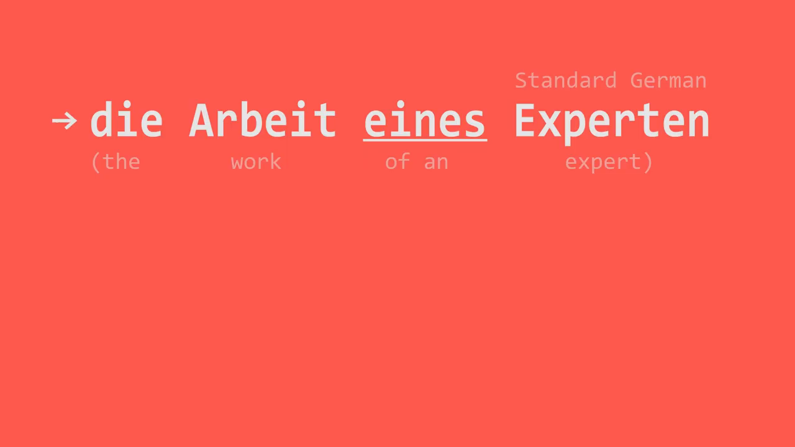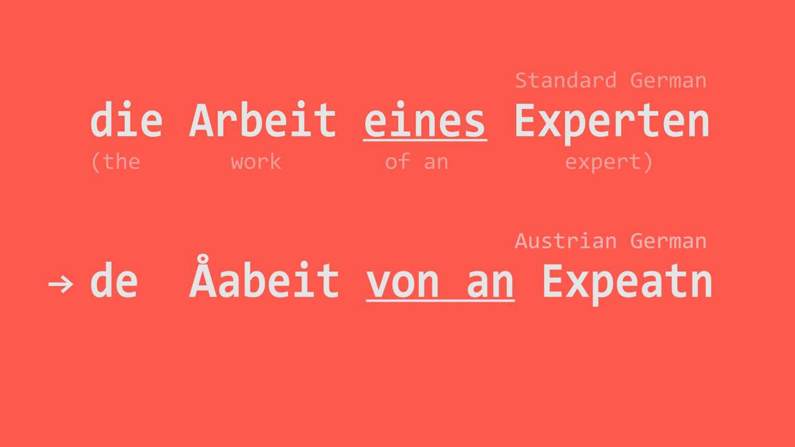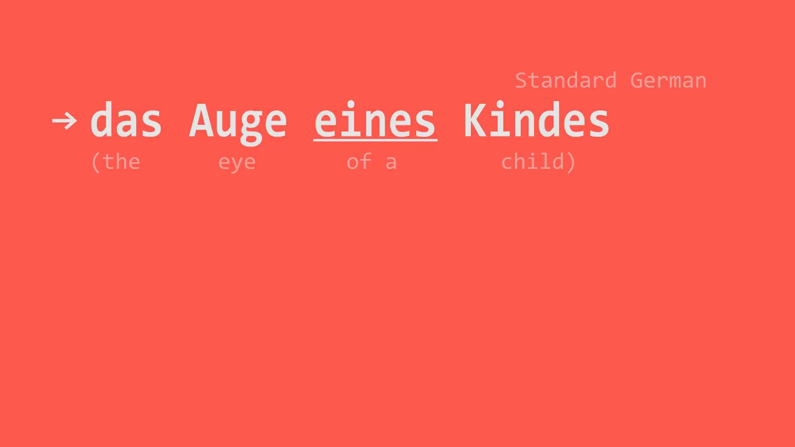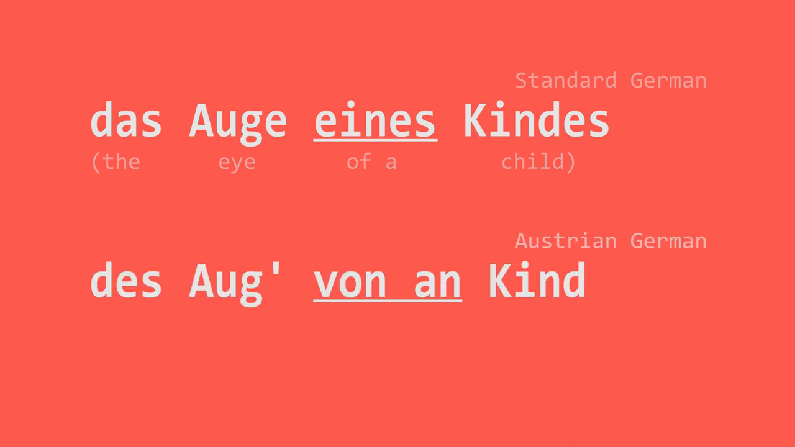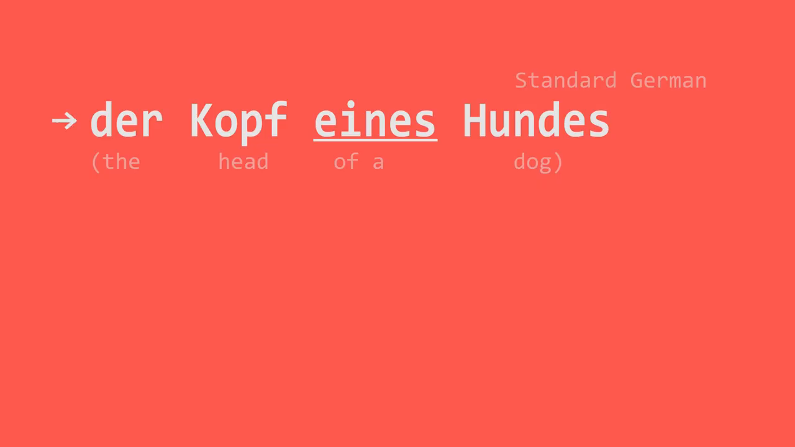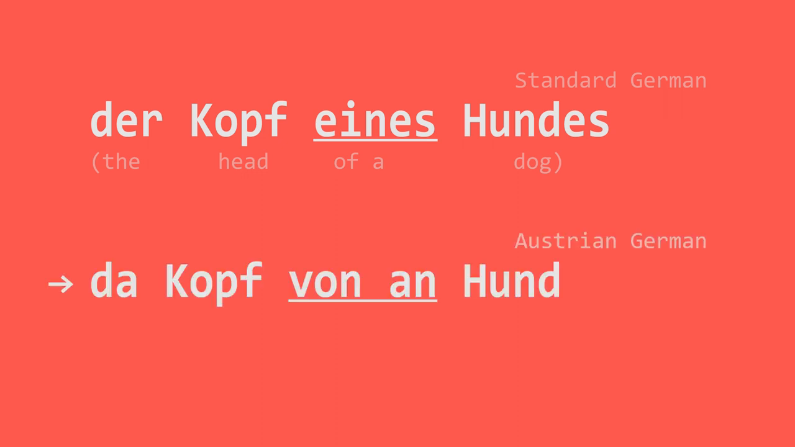The first one is die Arbeit eines Experten, the work of an expert. In Austrian dialect, you will pronounce die Arbeit von einem Experten. The second one is das Auge eines Kindes, the eye of a child. In Austrian dialect, you would say das Auge von einem Kind. The next one is der Kopf eines Hundes, the head of a dog. So you would say in the Austrian dialect, der Kopf von einem Hund.